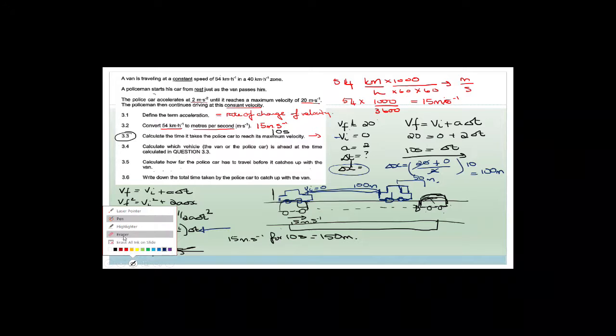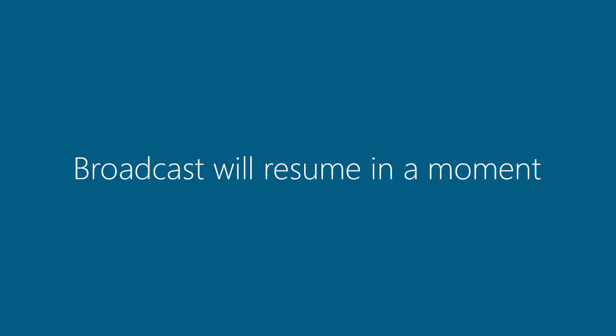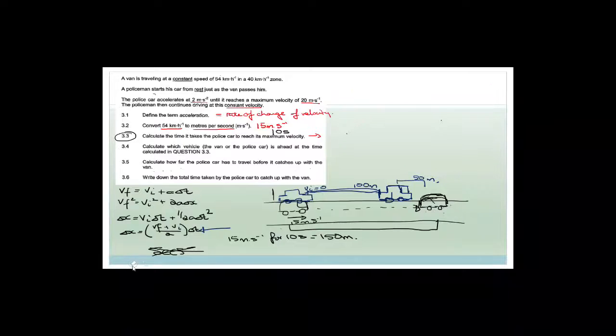I need to erase some stuff here. So, do you agree that the police car is doing two types of motion? He speeds up for the first bit, and during that time, he has traveled 100 meters, right? Then he's traveling another bit.